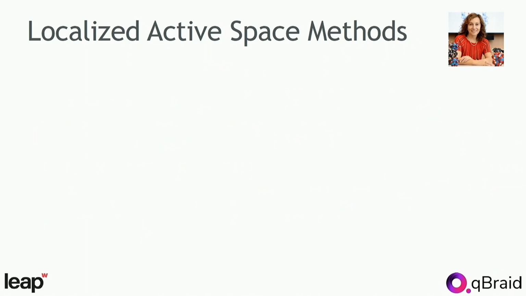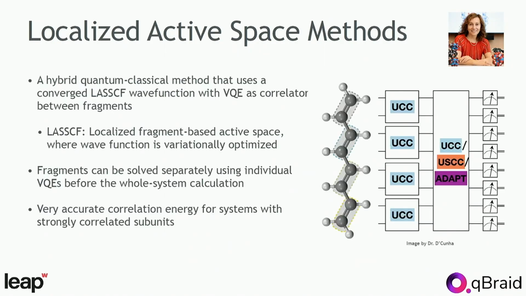The next step in the pipeline is localized active space methods that are developed by Dr. Gagliardi's group at University of Chicago. So in case you're not familiar, what we do here is a hybrid quantum classical method that uses a LASSCF, so localized active space, self-consistent field wave function for each fragment, and then we use VQE as a correlator between fragments. This method really shines where you have strongly correlated subunits because it recaptures a lot of the correlation energy that would otherwise be lost.